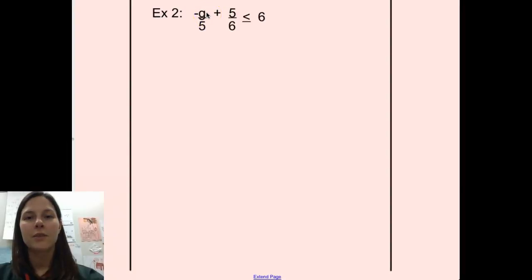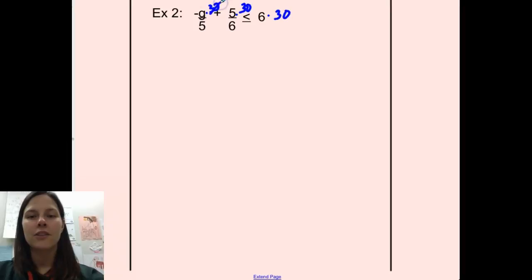Let's take a look at another one. This one also has an integer on the right-hand side. We're still going to follow that golden rule. Once we identify the common denominator, 5 and 6 both go into 30. We will multiply everything, including that integer, by 30.